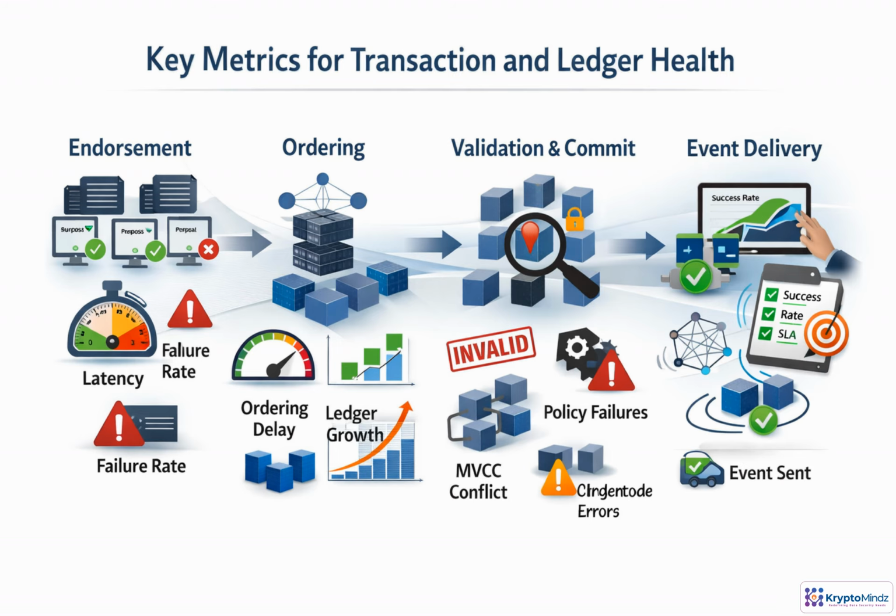Transaction health is best understood as a life cycle, not a single metric. Start with endorsement. Rising latency or proposal failures often point to chaincode, peer, or policy issues. Next, watch ordering delay and submission rate for signs of congestion. During validation and commit, invalid codes, MVCC conflicts, and commit latency reveal consistency problems. Finally, compare event delivery, ledger height, and application success rates against business SLAs, so technical signals map to real outcomes.